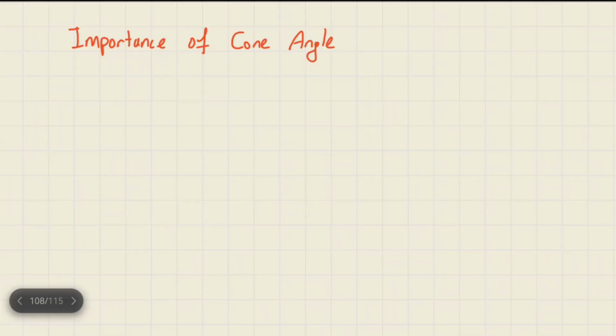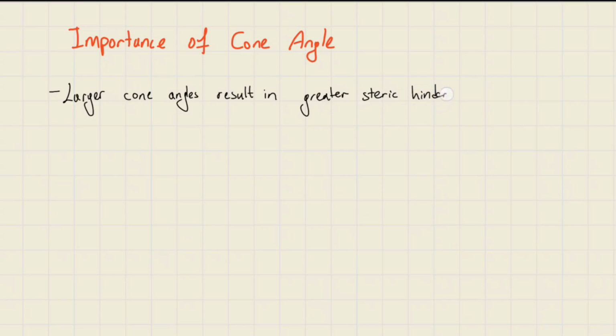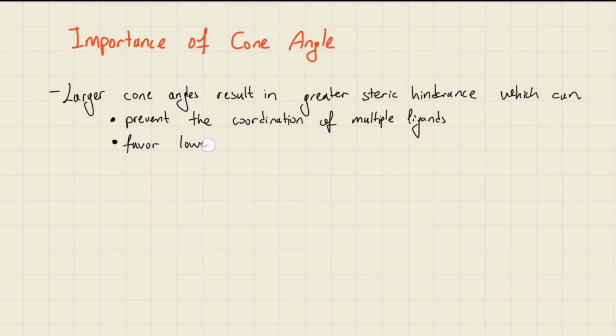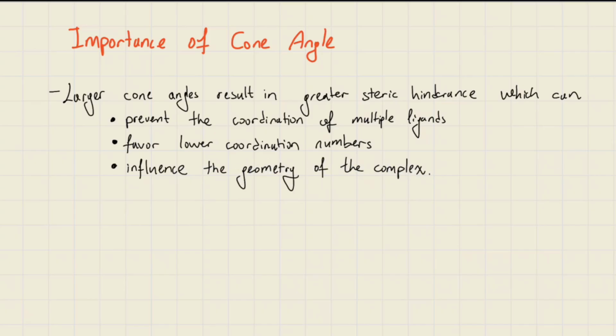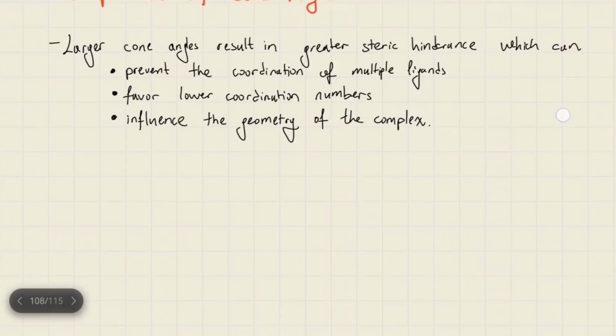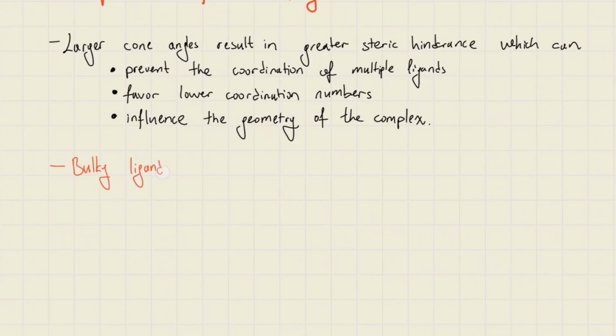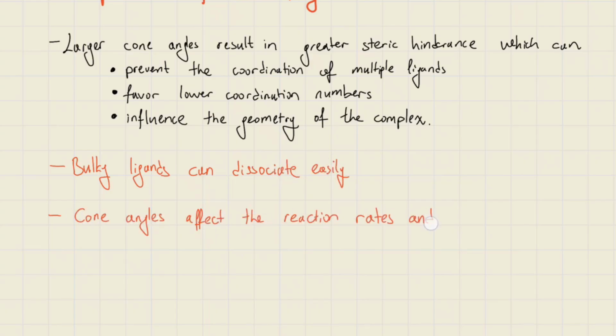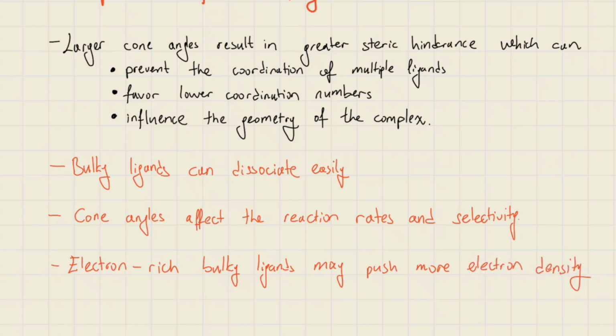And there are some important points about the cone angles. Larger cone angles result in greater steric hindrance, which can prevent the coordination of multiple ligands, favor lower coordination numbers, and influence the geometry of the complexes. So for instance, bulky ligands can dissociate easily. Cone angles affect the reaction rates and selectivity. Electron-rich bulky ligands may push more electron density to the metal, but also block the substrate.